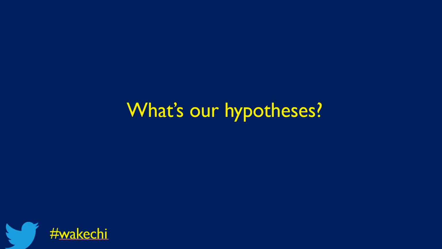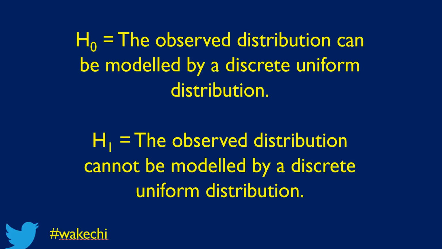So let's look at the solution. I'm going to go through this step by step, and the first thing we need to work out is our hypotheses. What's H0 and what's H1, the null and alternative hypothesis? H0 is that the observed distribution can be modelled by a discrete uniform distribution. H1 is that it can't be modelled by a discrete uniform distribution. So with H0 we're saying that the die isn't biased. If we accept H1, we're saying there is some bias with the die.